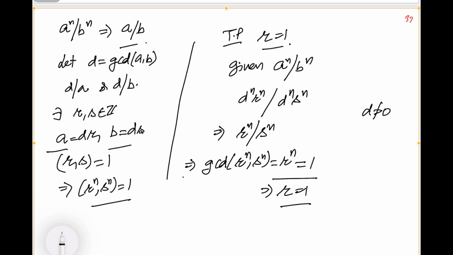Now put r equal to 1 in this relation. So what do we get? a is equal to d. Means a divides b. Answer.